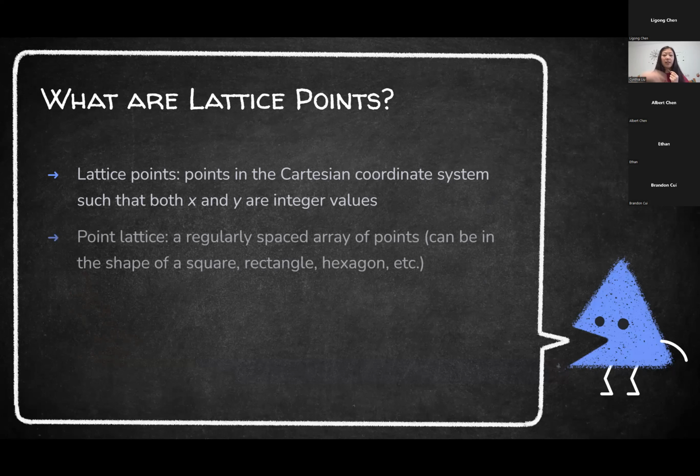There's also something called a point lattice, which is basically a regularly spaced array of points, which can be arranged in different shapes, like a square, rectangle, hexagon, things like that. But the most common way you'll see it is the Cartesian coordinate system, which is just a square. If not otherwise specified, it'll always just be a square.